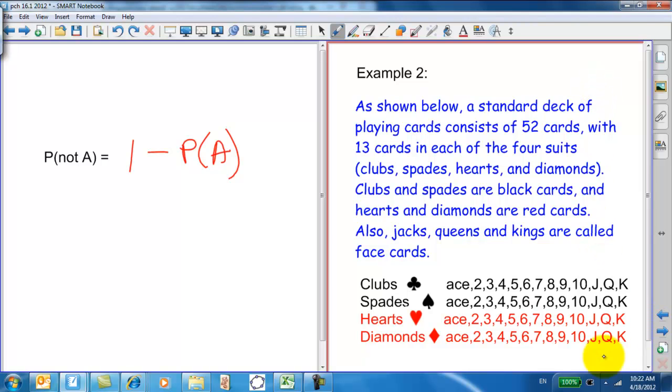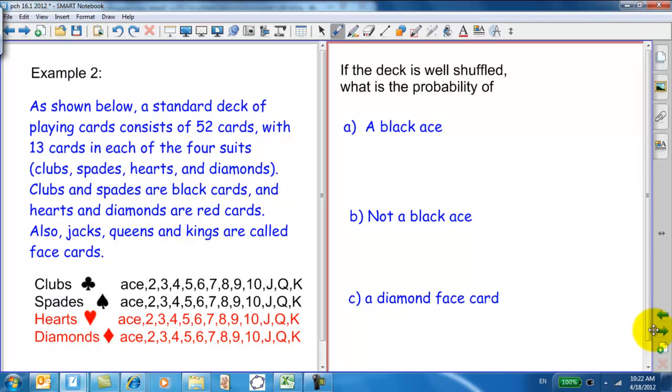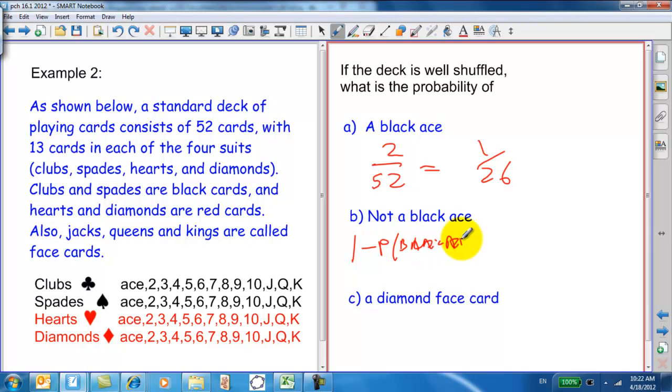Here's just an outline of the suits in a deck. 4 suits. 2 of them are black, 2 of them are red. Ace through king in each suit to give you your 52 cards. Now, if the deck is well shuffled, what's the probability of a black ace? So we're pulling out one card, and we just have to figure out how many black aces we have. Well, there's 2 of them out of the 52 cards. So that's 1/26. Not a black ace, we can look at it as 1 minus the probability of a black ace. So it's 1 minus a 26th, or 25/26. That's a lot easier than counting up all those non-black aces.